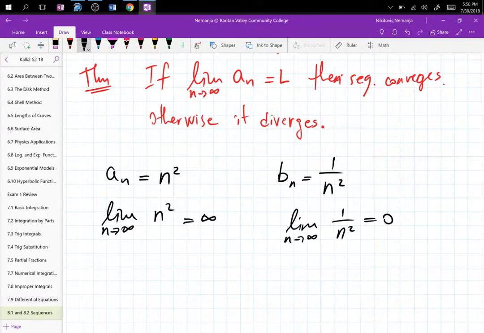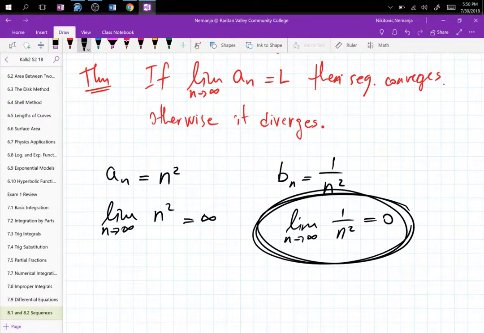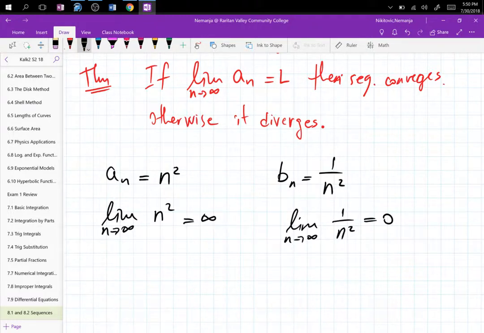By the way, can we use L'Hopital's rule? Yes or no? No. Because L'Hopital's rule is for infinity divided by infinity. You have 1 divided by infinity. It doesn't work. So we have to do it a different way.